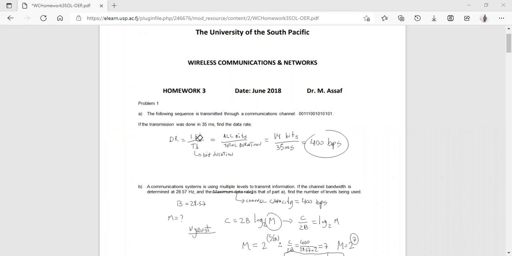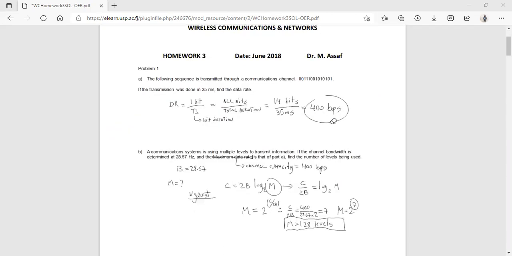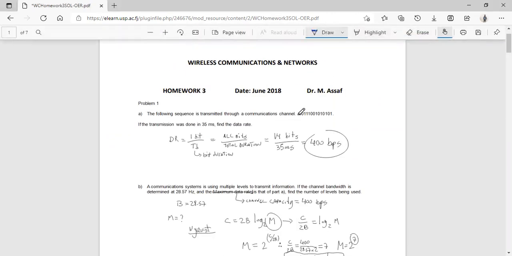Data rate is equal to the number of bits per time duration, which is the number of bits being transmitted in the total time. How many bits are we transmitting? If you count the number of bits over here, we have 1, 2, 3, 4, 5, 6, 7, 8, 9, 10, 11, 12, 13, 14. So we are transmitting 14 bits in 35 milliseconds.